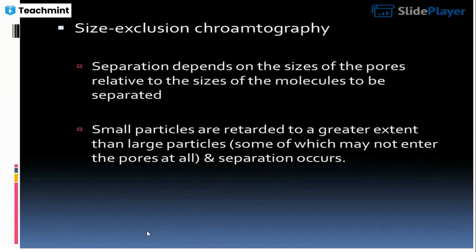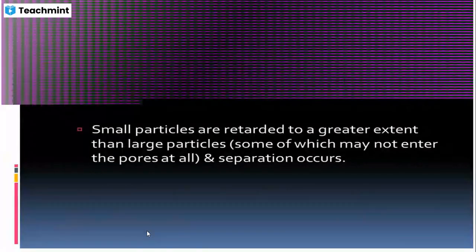Separation depends on the sizes of the pores relative to the sizes of the molecules to be separated. Small particles are retarded to a greater extent than large particles, some of which may not enter the pores at all, and separation occurs. Terminologies in chromatography.